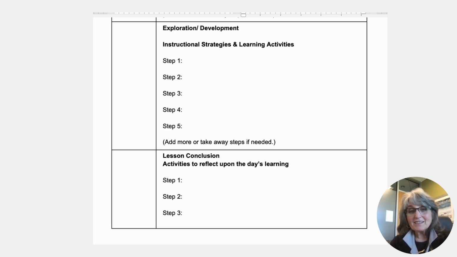The next part is the exploration and development, and this is what we call the we do. This is guided practice. In guided practice, you can come back and forth with direct instruction and guided practice depending upon how successful your students are at this point in the lesson.